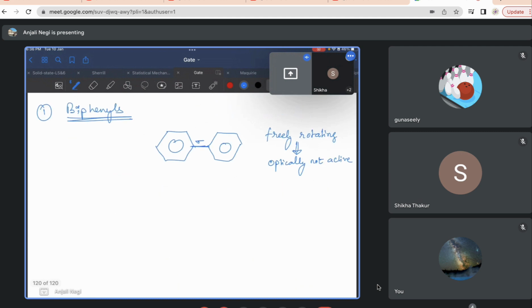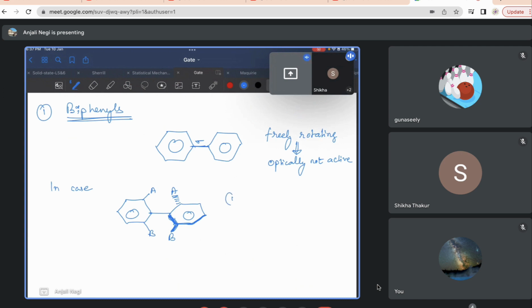But in case they have some substitution or some restriction, so that the rings are perpendicular to each other or restricted to rotate, then, for example, say you have this. This particular case of biphenyl will show stereoisomers and will be optically active.